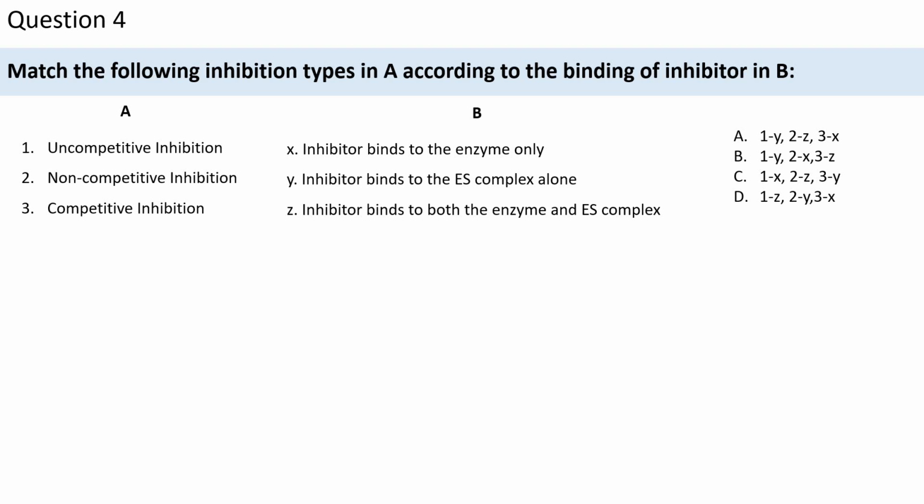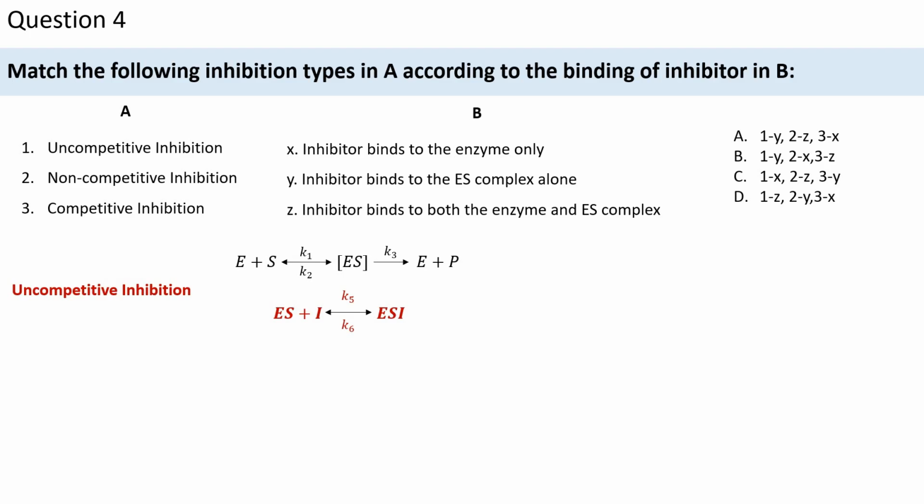So this is also a bit tricky until and unless we know the equations or we know the theory completely, we will not be able to figure it out. Even if you know the theory, it's completely fine, but if you just see the equations directly, it will be very easy to understand what non-competitive, uncompetitive and competitive inhibition mean. On the B side, what they have given: inhibitor binds to the enzyme alone, inhibitor binds to ES complex alone, inhibitor binds to both enzyme and ES complex. So we have to just match what each inhibition means here.